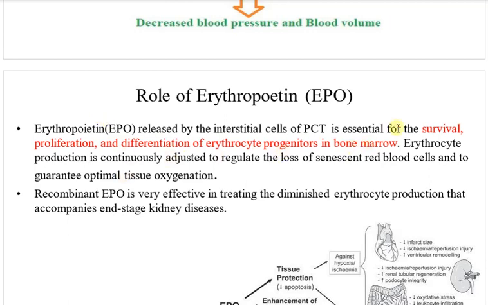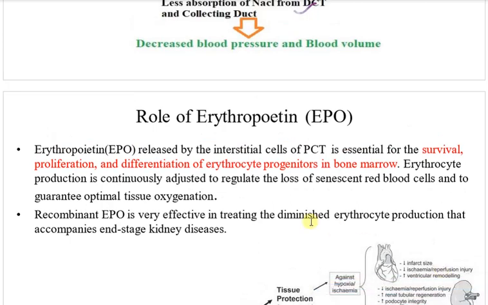Okay, what it does, it is essential for the survival, proliferation and differentiation of erythrocyte progenitors, means the early cells from which the erythrocytes are born in the bone marrow. Okay, erythrocyte production is continuously adjusted to regulate the loss of senescent red blood cells and to guarantee optimal tissue oxygenation.